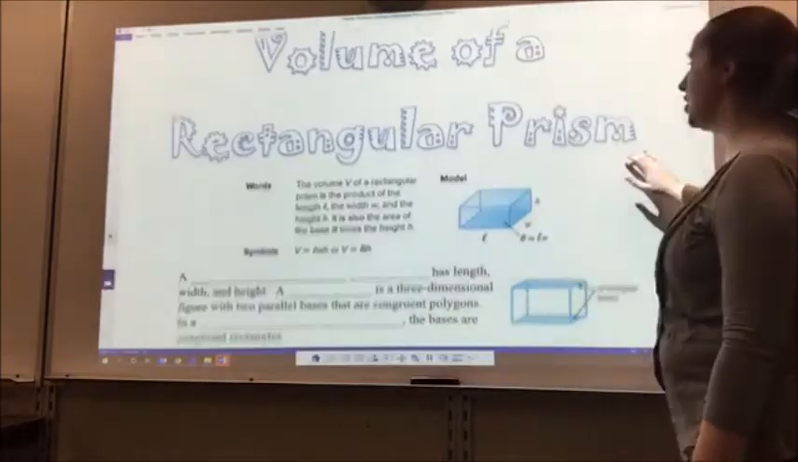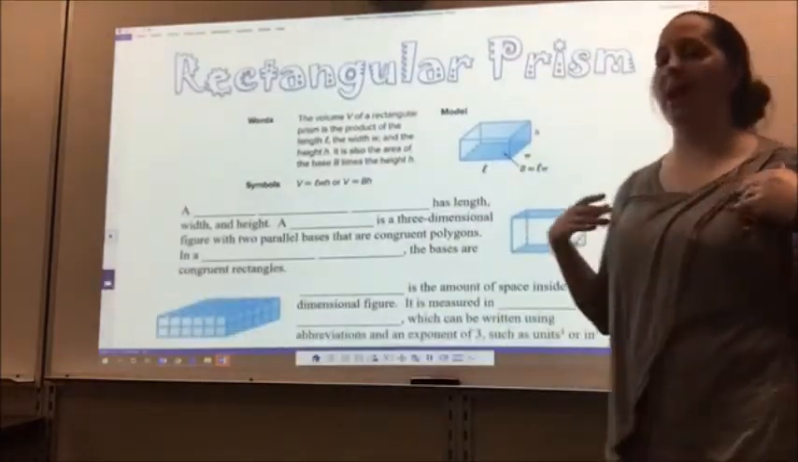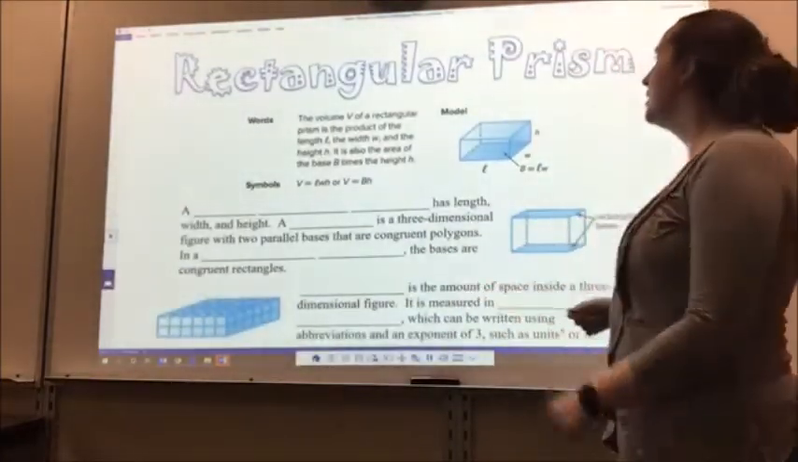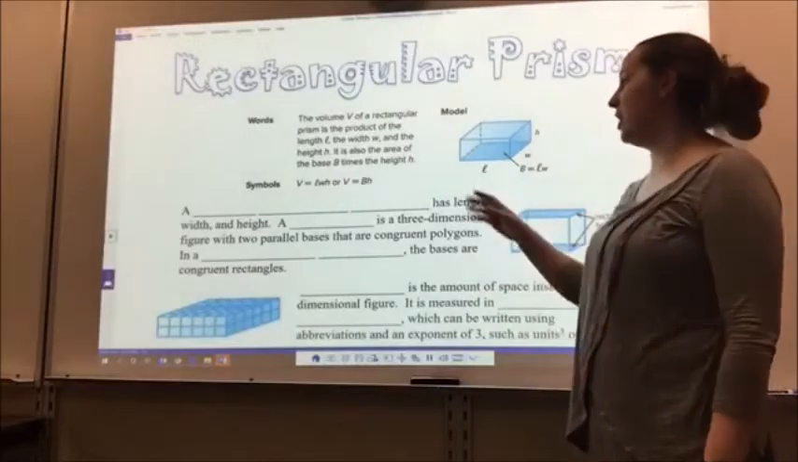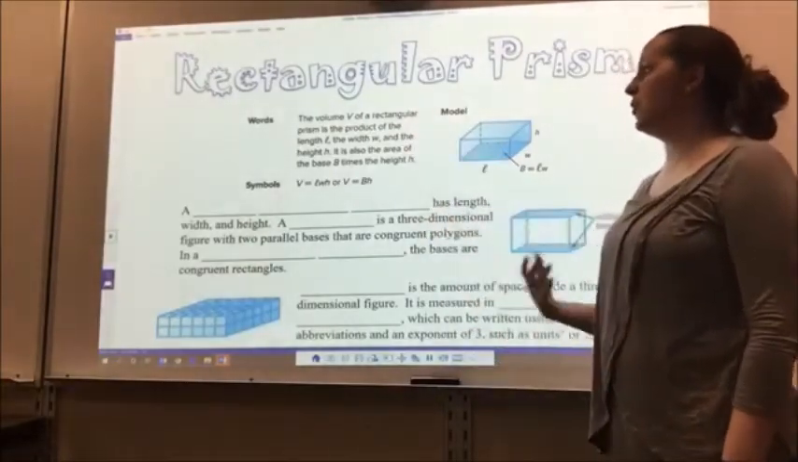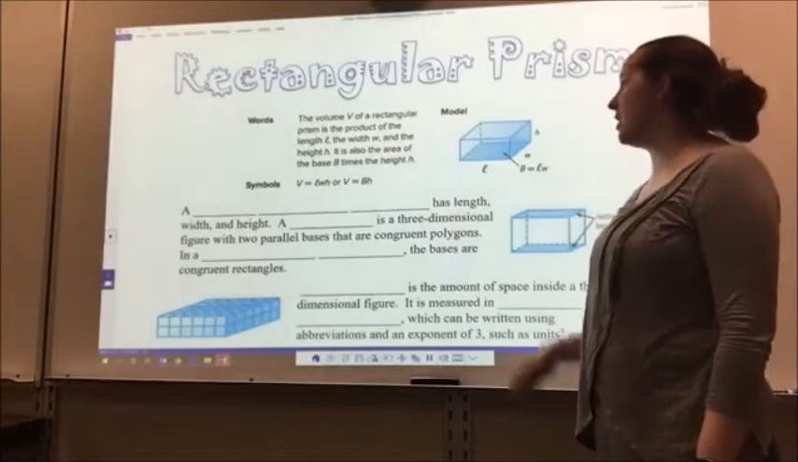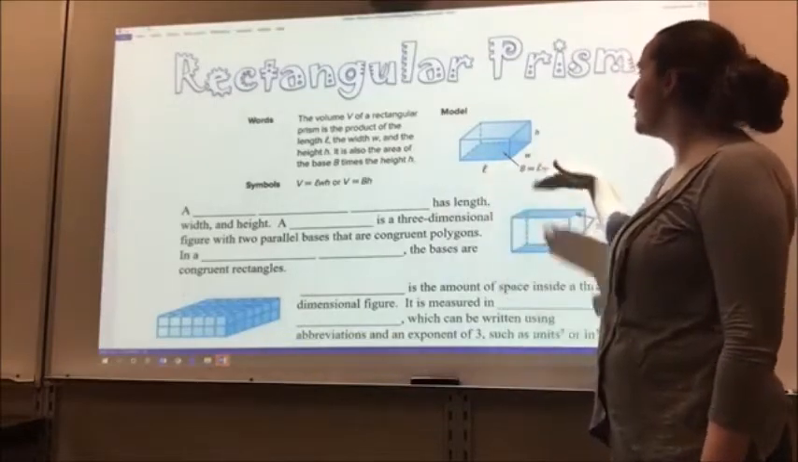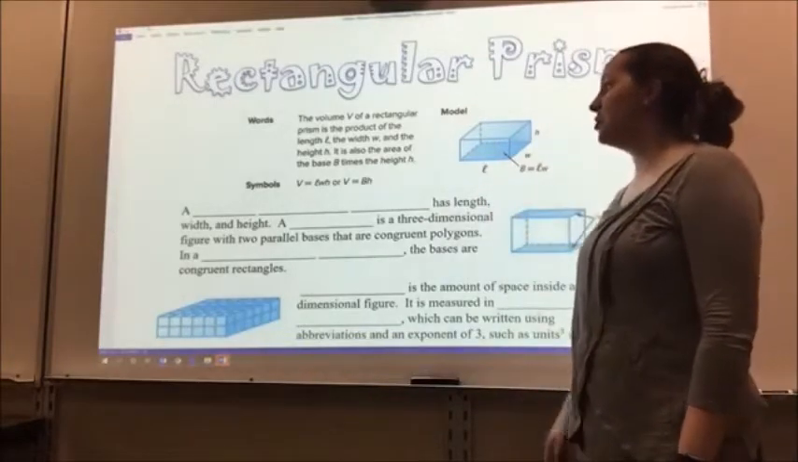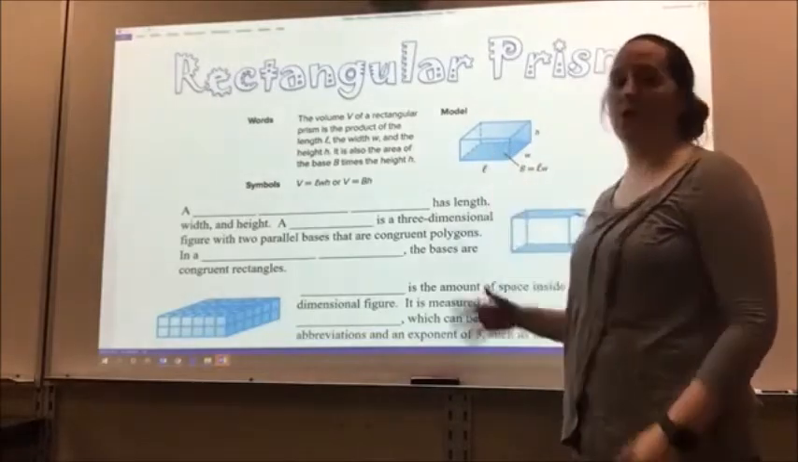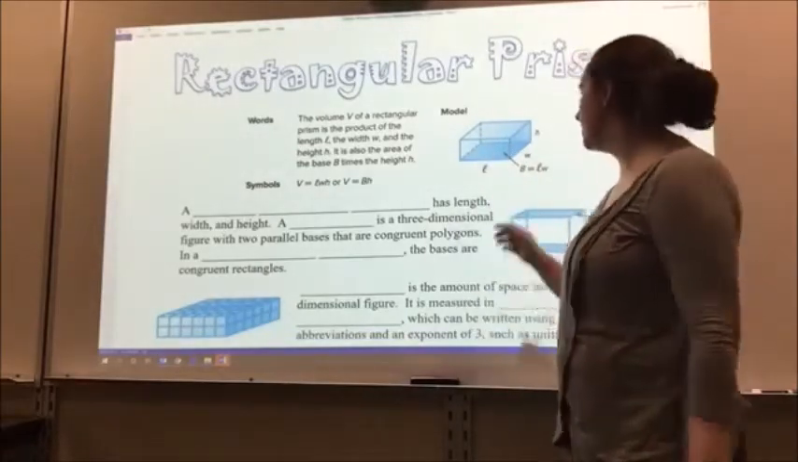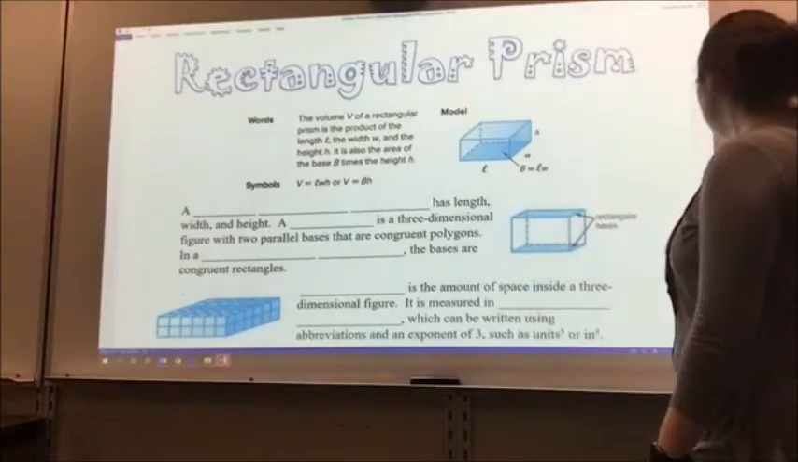So a rectangular prism, so obviously it has to be a rectangle, okay? And a prism just is a three-dimensional object. So the volume V of a rectangular prism is the product of the length, the width, and the height. It's also the area of the base, so the big B, times the height.